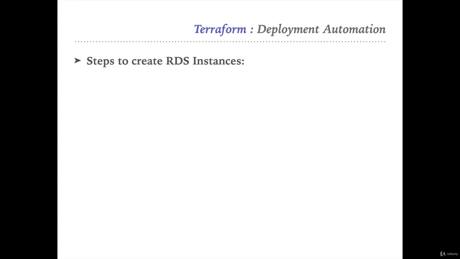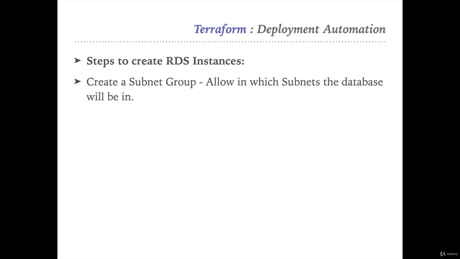If you want to create your RDS instance, then these are the steps to create the instance. First, you need to create the subnet group, which defines which subnets the database will be in. As I told you, the RDS service is recommended in HA mode, so you need to define more than one subnet so that both instances will be created in different subnets. That is why we need to create the subnet group, not only a single subnet. And these subnets will be private subnets.